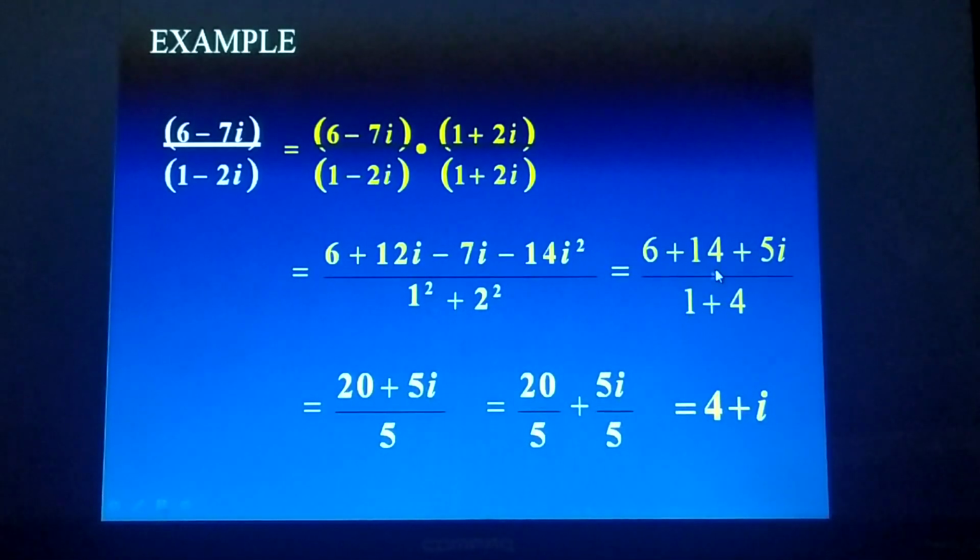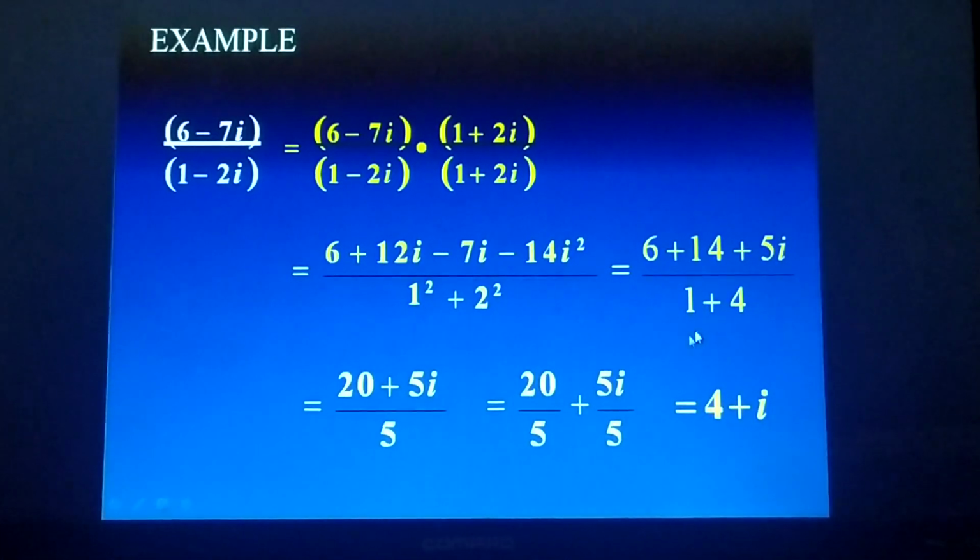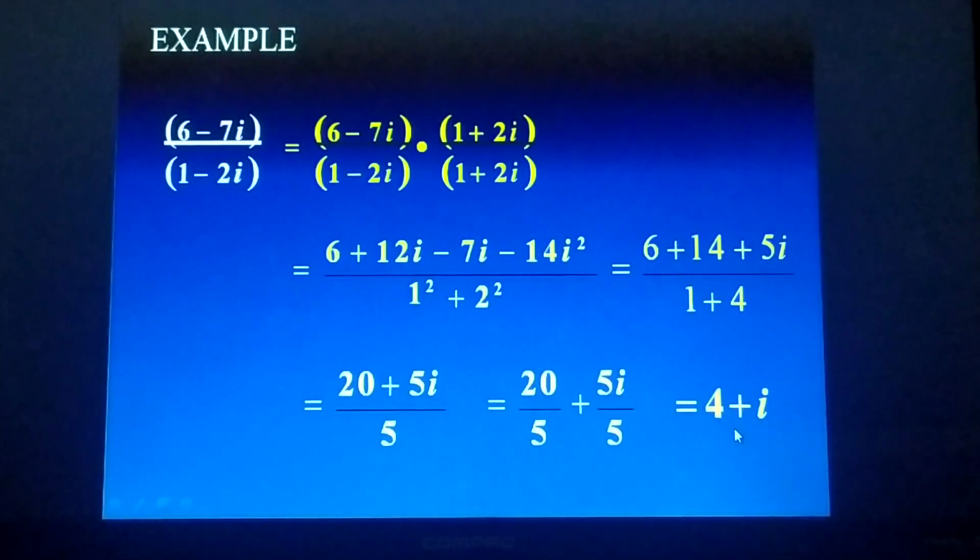Now add the real numbers. 14 + 6 is 20, plus 5i, and 4 + 1 is 5. Divide this number in both terms, so it can be written 20 by 5 plus 5i by 5. 5 cancels, and 5 into 4, so we have 4 + i.